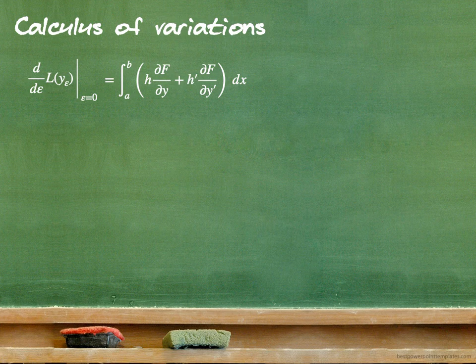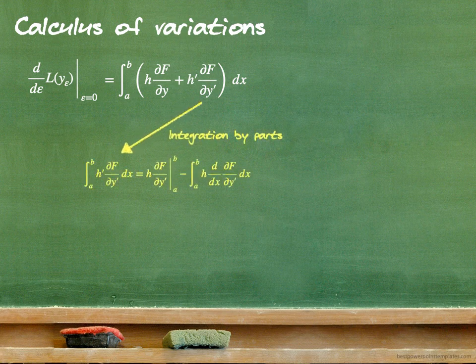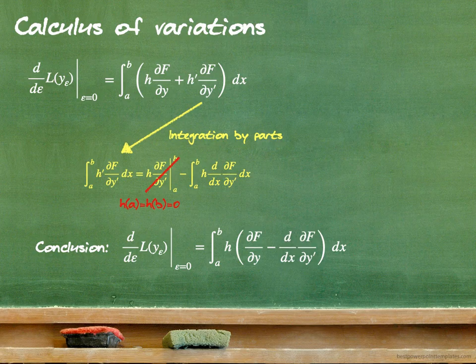Now if we take the second term inside the integral in our formula for the directional derivative and apply integration by parts, then things simplify quite dramatically. The formula for the directional derivative becomes the integral of h times some expression involving the partial derivatives of f and the derivatives of those partial derivatives with respect to x.